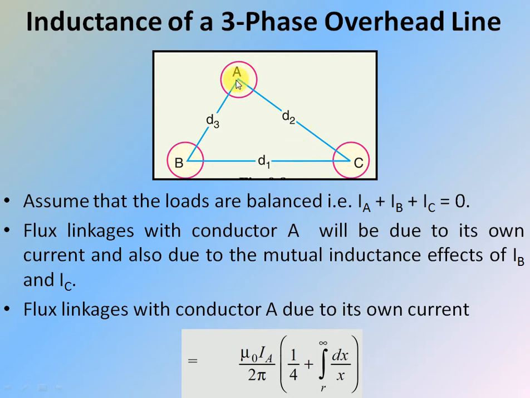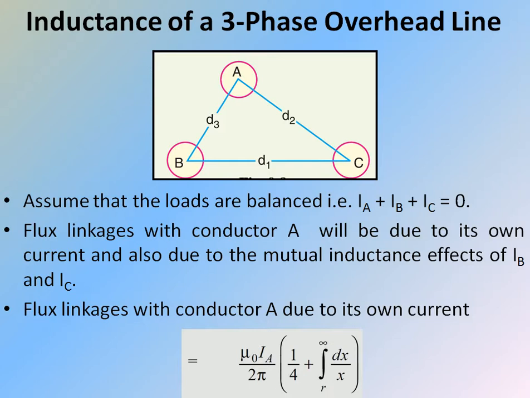Each of these conductors A, B and C indicates the conductors of each phase. When these three conductors are placed at equal distances apart, then the system is said to be in symmetrical spacing. But if the distances are not equal, just like how it is shown in this figure, that is the distance between the conductors are D1, D2 and D3, then the system is said to be in unsymmetrical spacing.